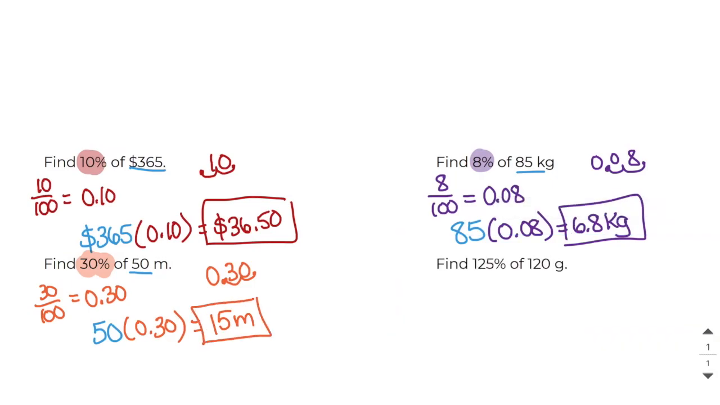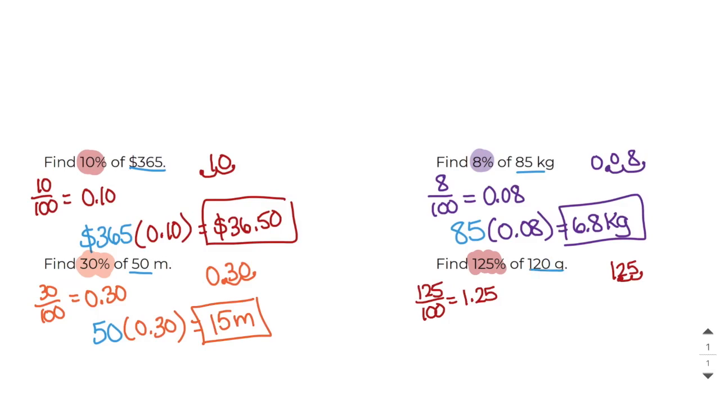And then in our last example, this one's a little bit trickier. I want to find 125% of 120. So this time we should get a bigger number because it's more than the full amount. Okay, so 125%, I'm going to convert that to a decimal first. So 125% is always out of 100. When I divide this, I get 1.25. Or I could take the 125, move the decimal place over 2 times, and I would get 1.25.